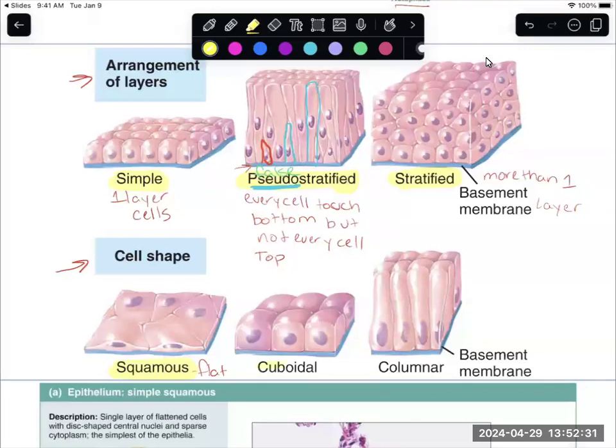Then we have cuboidal. Cuboidal, when we're looking on slides, you're only going to see it in 2D. So they kind of look square, but if they are in 3D like this picture, they're going to be cubed. So they're kind of that square or cube shape. That's where cuboidal comes from. Then we have columnar. Columnar are those columns, those tall columns. In 2D, they're going to look like rectangles.